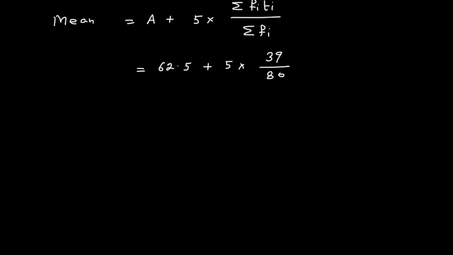So this is equal to 62.5 plus, now 5 1 is 5, 3 5s are 15, 5 6s are 30. So it is 39 divided by 16. So this will become 62.5 plus 39 divided by 16, which is 2 and something.